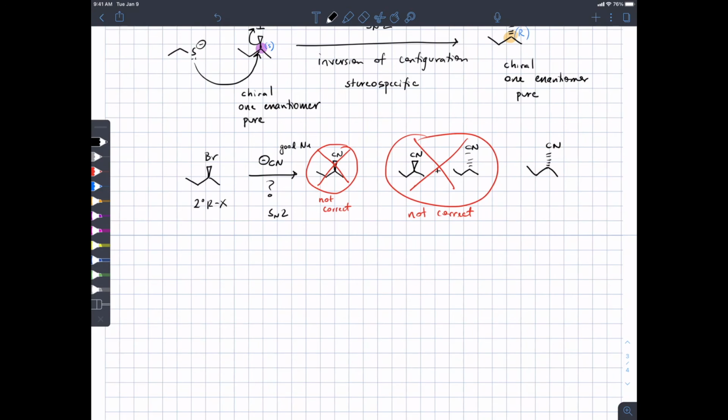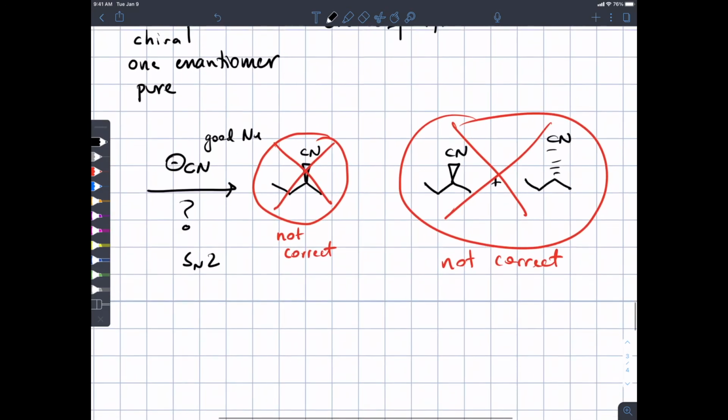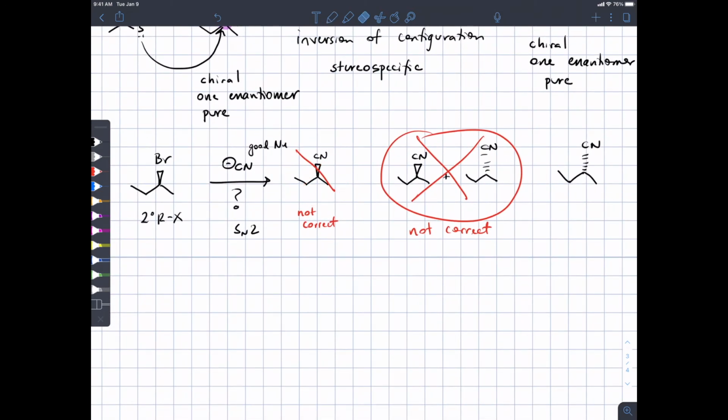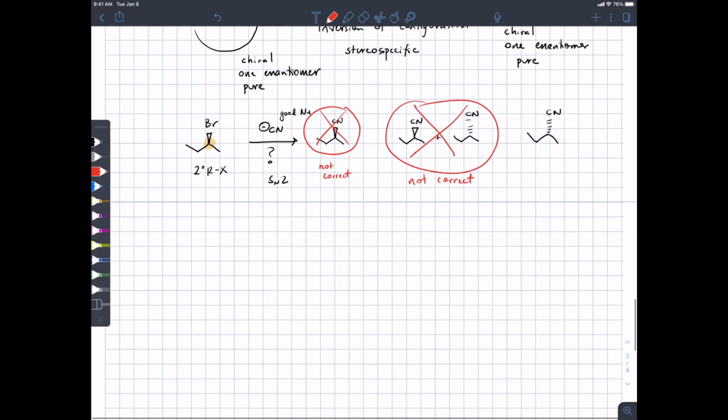Yeah? I still don't understand why the first one isn't correct. It's the wrong enantiomer. So the question is, why isn't this first one correct? Bromo was up. If the nucleophile comes in from the backside attack, it must be down. Yep. So watch for that, because that's an easy mistake to make. It's also a very easy mistake to fix once you know the principle. So don't let this happen to you.